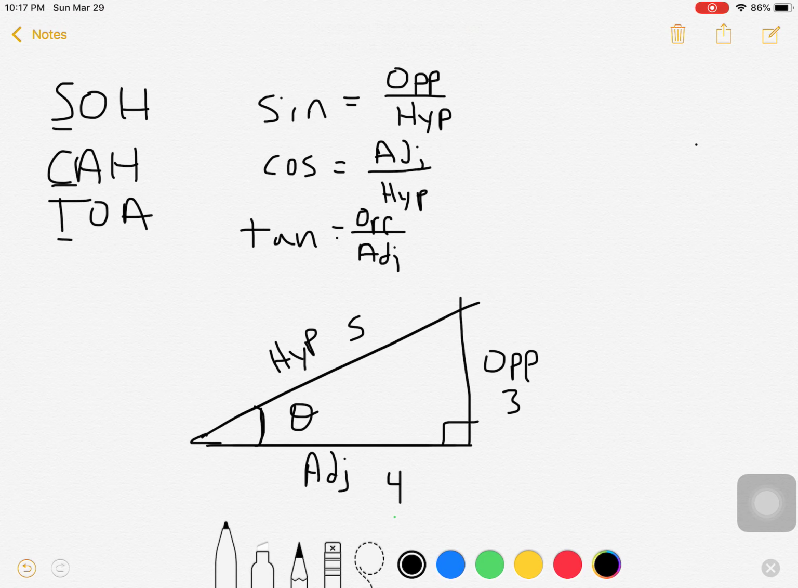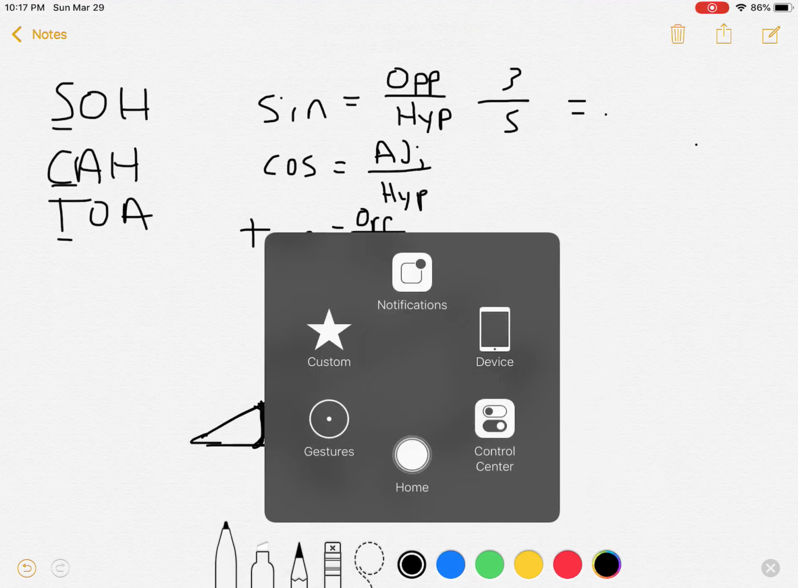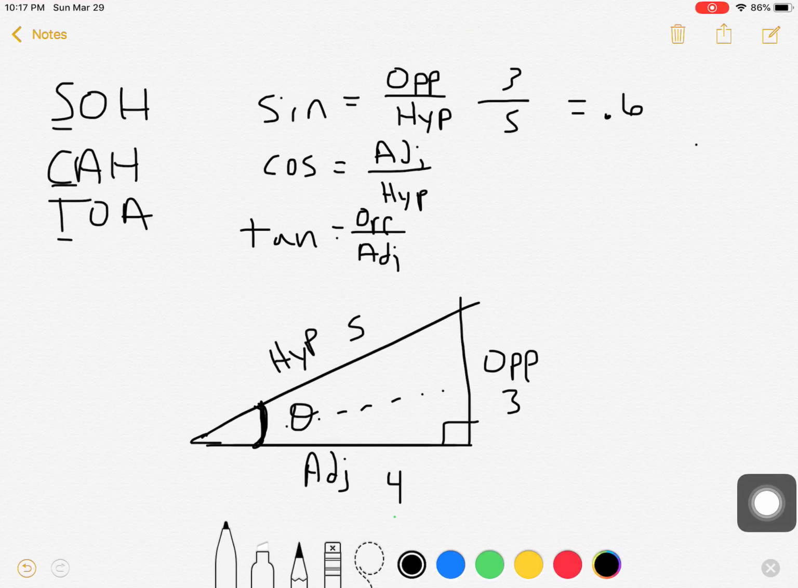to find the sine of this angle right here, we would say the opposite side is 3, the hypotenuse was 5, and our sine is 0.6. Our cosine, we'd be looking at the adjacent side, which is 4, over our hypotenuse, which was 5, and we get 0.8. And our tangent, we would be looking at the opposite over the adjacent, so we'd have 3 over 4, 0.75.